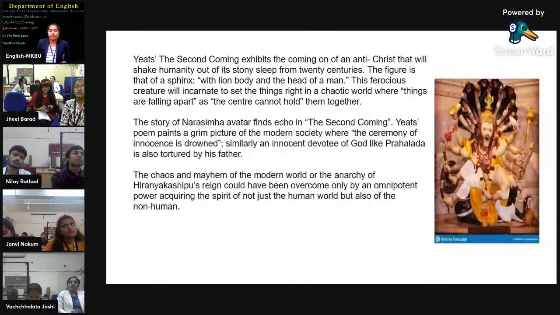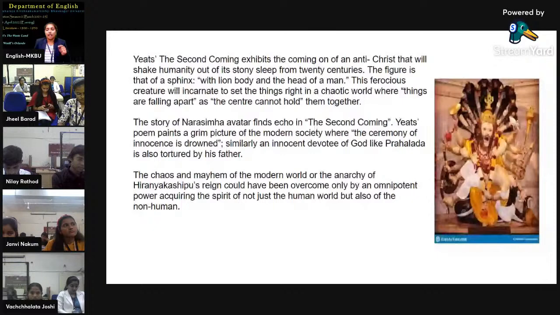The story of Narsimha Avatar finds an echo in The Second Coming. Yeats' poem paints a grim picture of modern society where the ceremony of innocence is drowned. Similarly, the innocence of a devotee of God like Prahlada is also tortured by his father. The chaos and mayhem of the modern world, or the anarchy of the Hiranyakashipu reign, could have been overcome only by an omnipotent power acquiring the spirit of not just the human world but also of the non-human. And on that mythical reference, I remember when we studied the play Waiting for Godot, in that play Estragon said one line, people are bloody ignorant apes, in the context of the Bible.